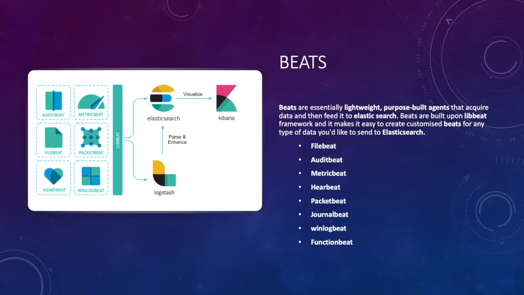Journalbeat is a lightweight shipper for forwarding and centralizing log data from systemd journals. It is also installed as an agent on your servers and it monitors journal locations that you specify, collects log events, and then forwards these events to either Elasticsearch or Logstash. Winlogbeat ships Windows event logs to either Elasticsearch or Logstash. It is installed as a Windows service. Functionbeat is an Elastic beat that you deploy as a function in your serverless environment to collect data from cloud services and ship it to Elasticsearch.